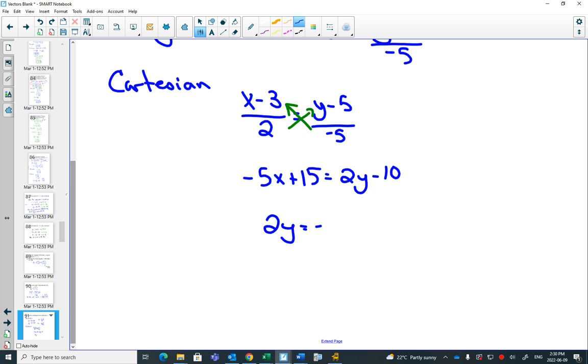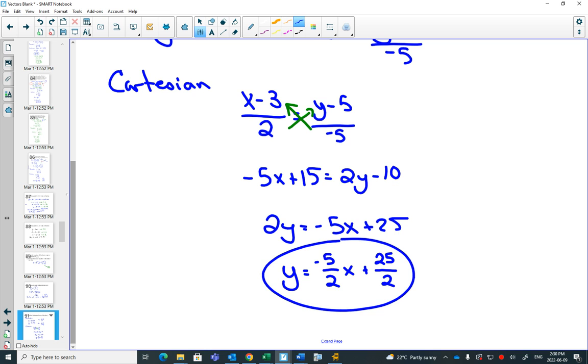So 2y will equal negative 5x plus 25. And y would be negative 5 over 2 x plus 25 over 2 if you wanted to write it in y equals mx plus b form. And so the vector equation of the line is nicer.